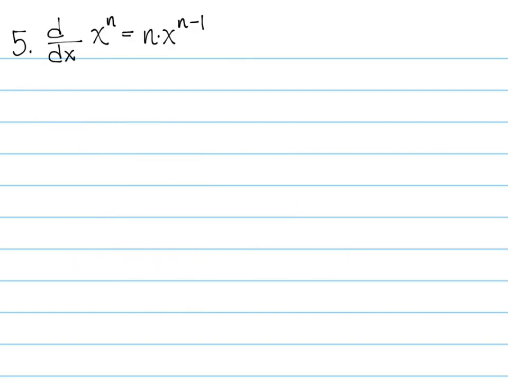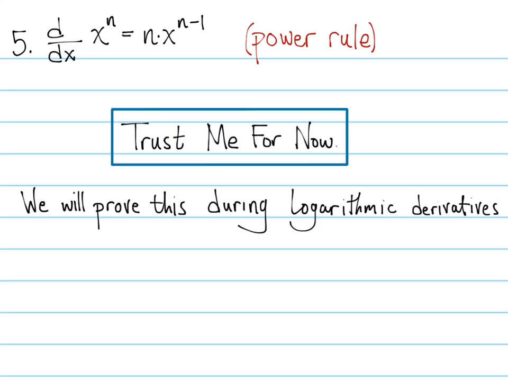Alright, here's a tricky one. The derivative of x to the n is nx to the n minus 1. This one's incredibly important, and you're going to use it, I would say, almost as much as anything you would use in the entire course. It's so important that it has a name. It's called the power rule. And as to proving it, you're just going to have to trust me for now. We'll prove it in the future when we talk about taking the derivatives of logarithmic functions. But again, for now, you're just going to use it.